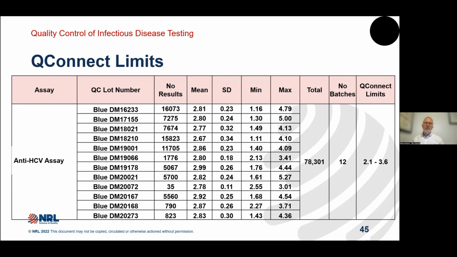Here we can see a number of QC lot numbers that have been tested on a specific assay, roughly 80,000 data points in total, showing that the mean of results is fairly established, and that allows for good QConnect limits acceptance criteria to be set for an assay across multiple reagent lots, multiple QC lots and multiple instruments, establishing the range effectively for this assay QC combination at a 2.1 to 3.6 sigma cutoff range.